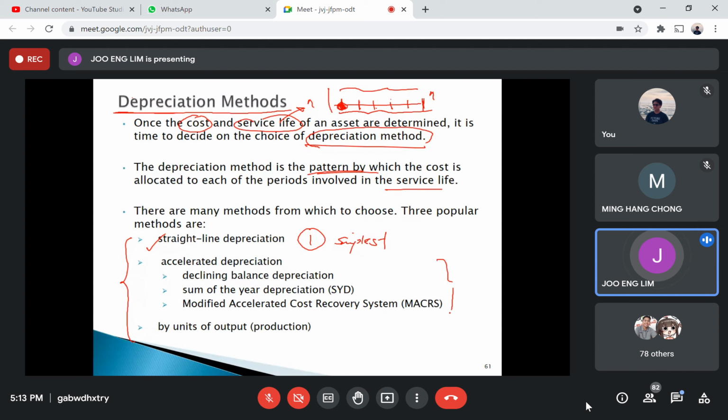Then we move on to the more complicated one that is called accelerated. So this is straight line, so linear. When you use this word straight line, we know that it is linear already. Accelerated means increase. Accelerated means you move it faster. So move it faster means what? Later we see. Under this technique, we are going to cover declining balance and then sum of the year digits and MACRS, that stands for Modified Accelerated Cost Recovery System. And also we have a technique that we call units of production. Basically, it is referring to usage. The more you use, the more you can depreciate it. So it is by usage, and it relates to our production.